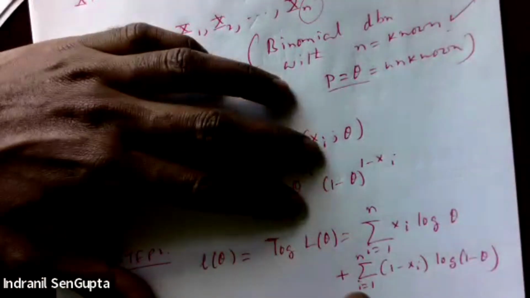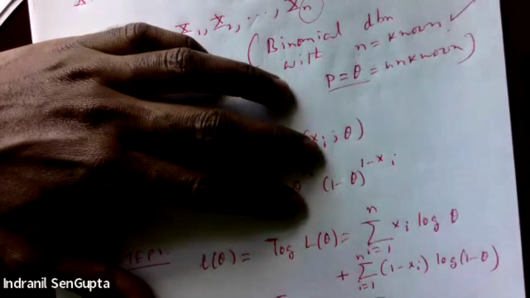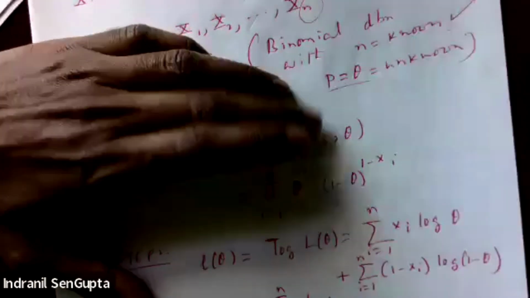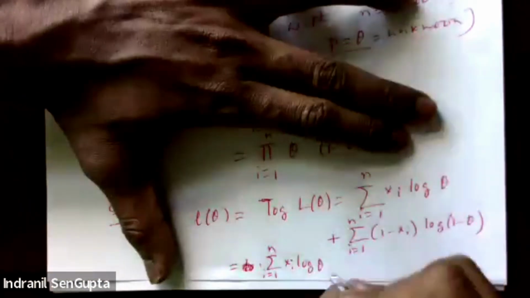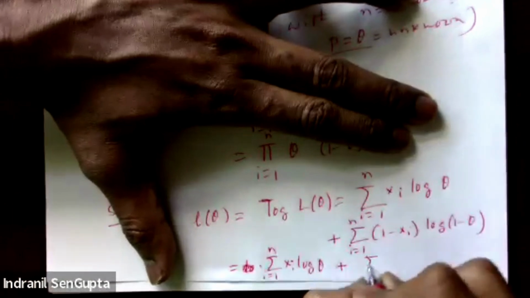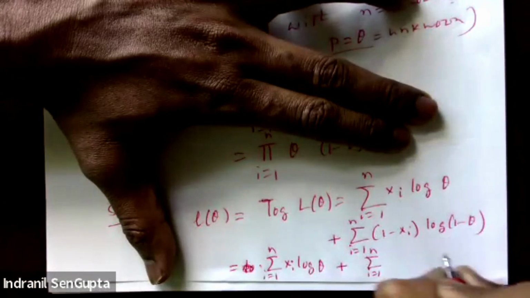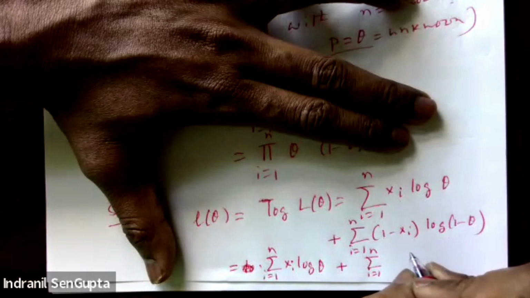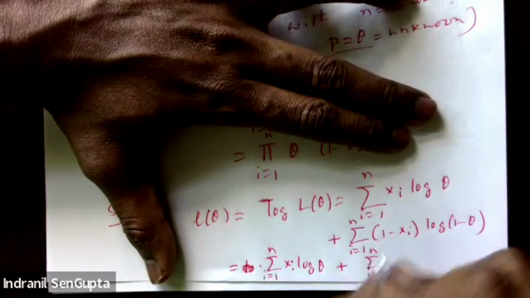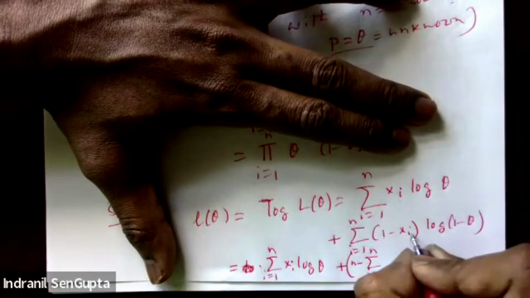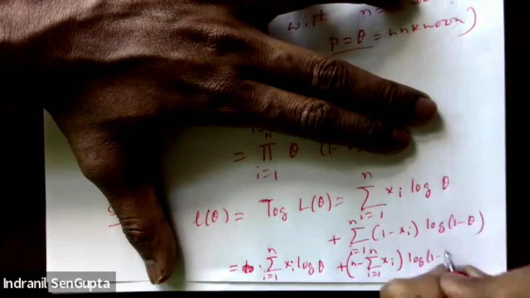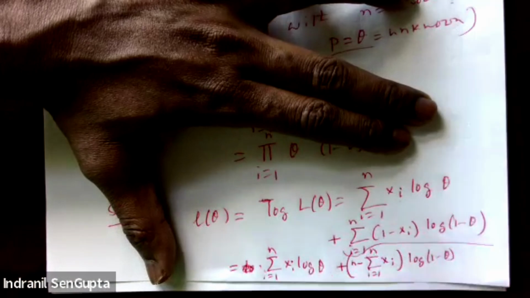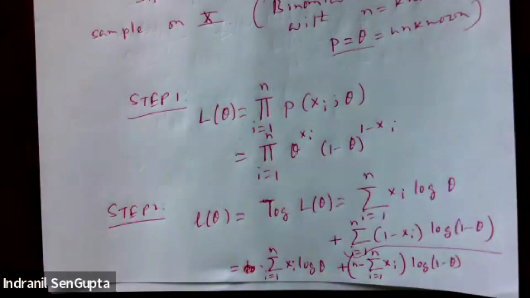Which is the same as the summation of i from 1 to n of xi log of theta, the first term. And then when I take the summation of 1, it's n. And when I take the summation of xi, it's the sum of xi. And log is just independent of i, so it just is there. So if I simplify it, it's this one, right?